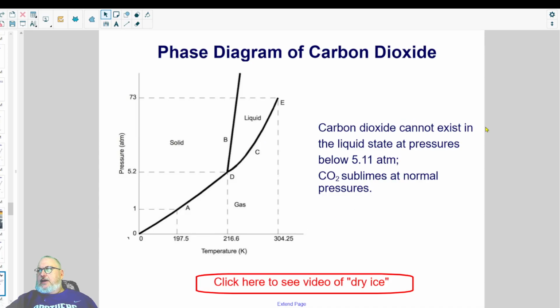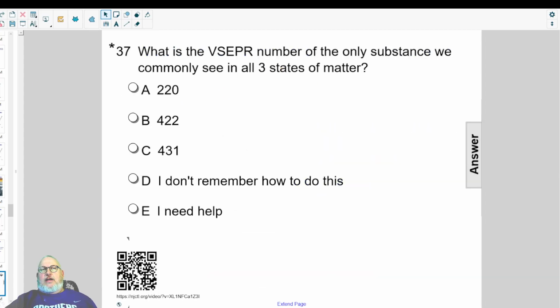Now, carbon dioxide cannot be a liquid when it's below 5.1 atmospheres, which is a little bit of pressure. So that means that carbon dioxide will sublime, go from a solid to a gas, at normal pressures. All right, guys, so those are phase diagrams. We're going to do a lot of work with that. We're going to do some labs with this, so it's going to be pretty cool. And hopefully we'll be able to see the triple point of water.